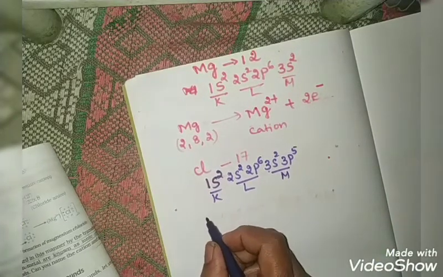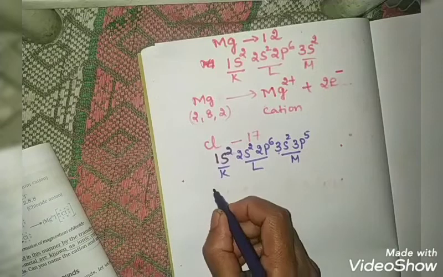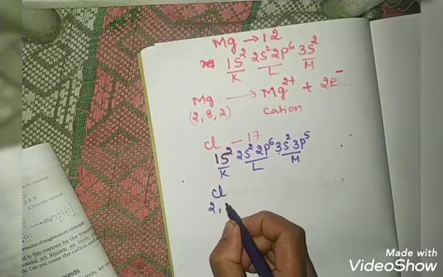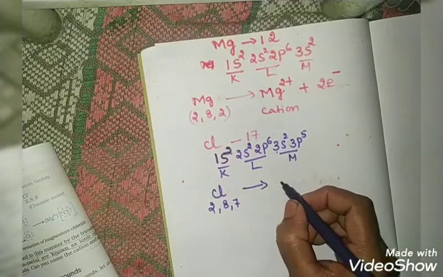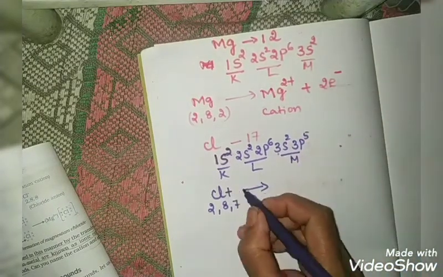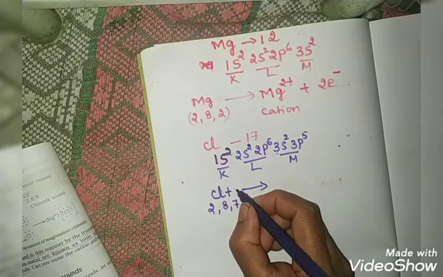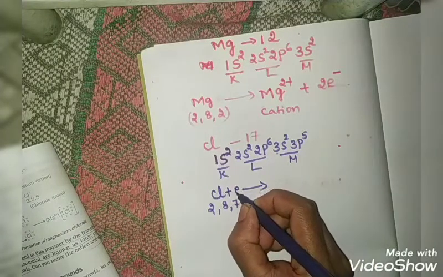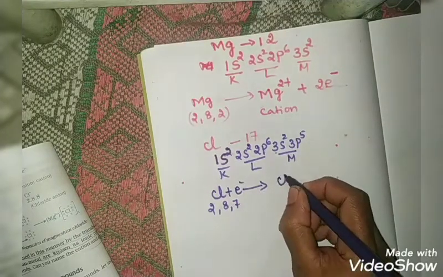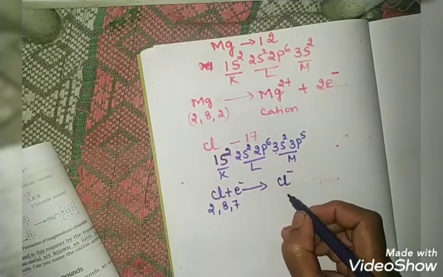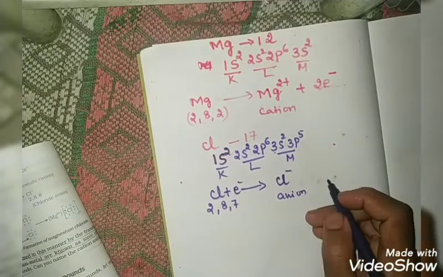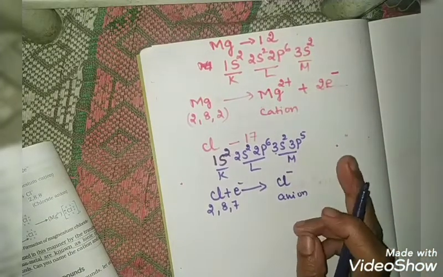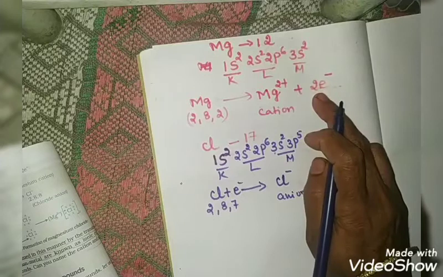So here chlorine is in the form of 2, 8, 7. Correct, no? Here what happens? It will receive these electrons. So it will receive 1 electron and it becomes chloride ion. This is an ion of chlorine. That is chloride ion. But observe, children, here 2 electrons are there actually.